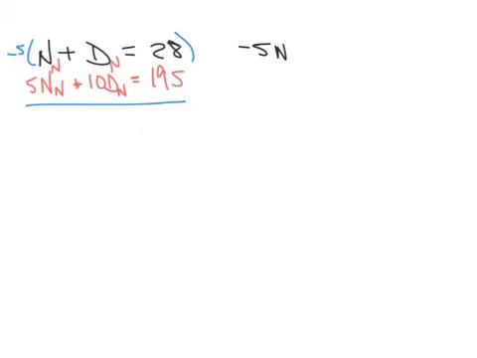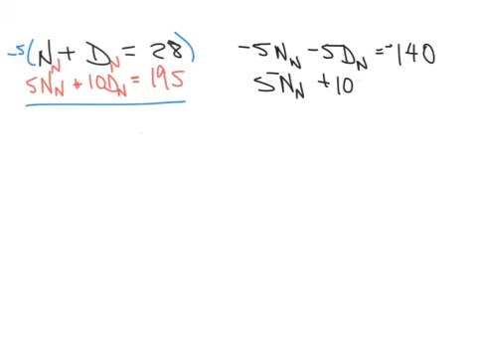-5, trying to distribute that -5. 28 times 5, 140. Okay, and we're going to leave the bottom alone.